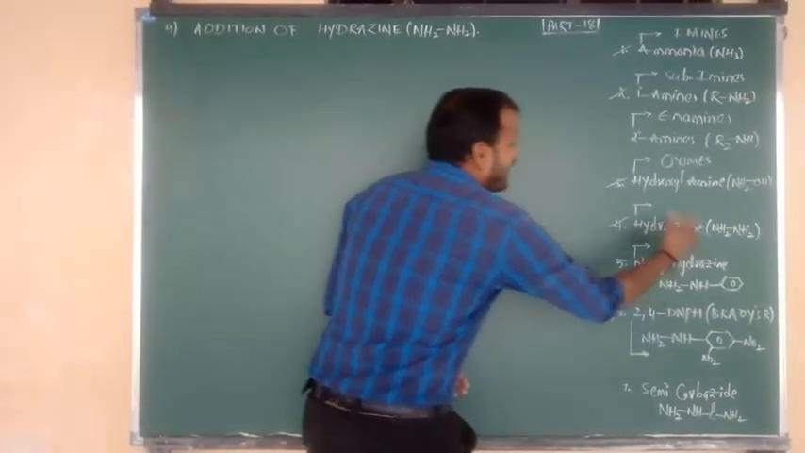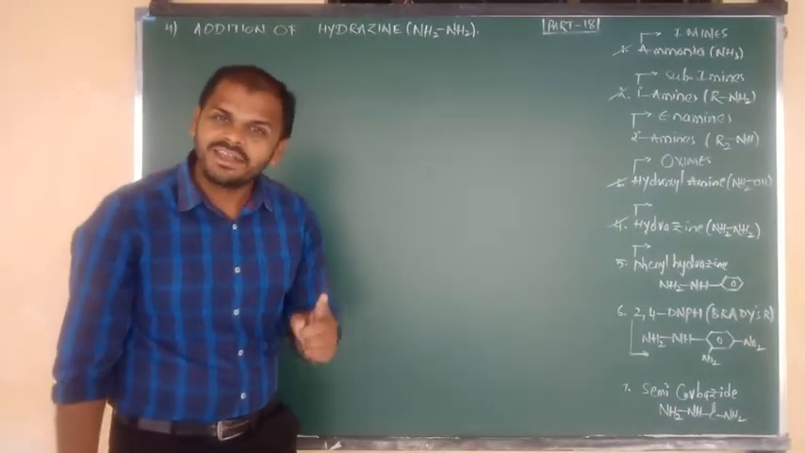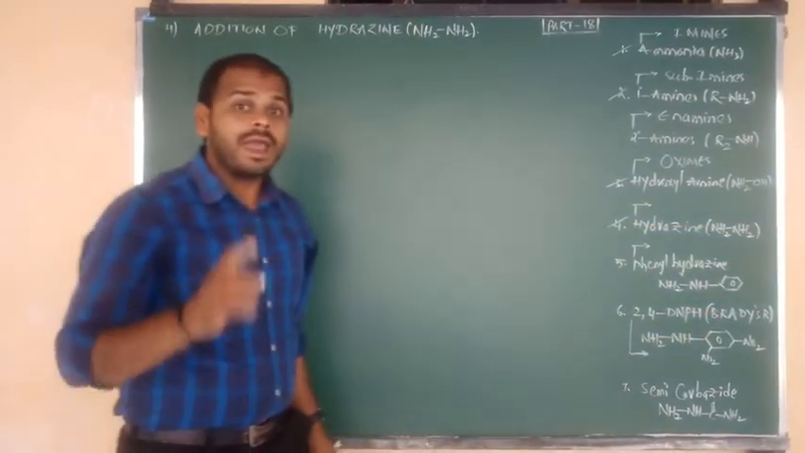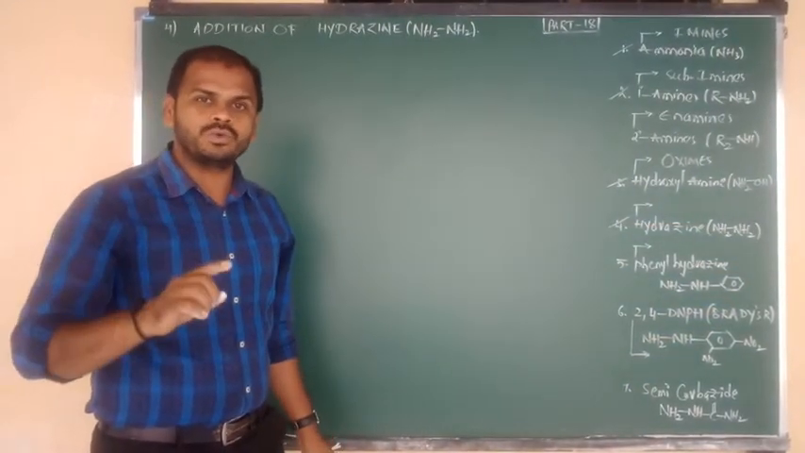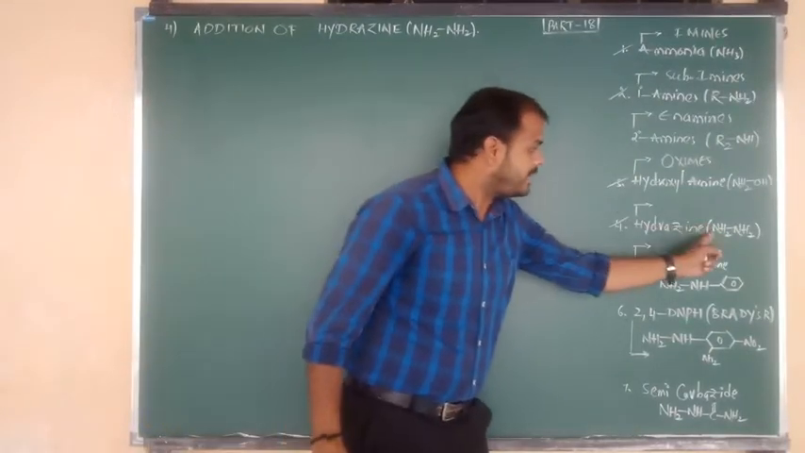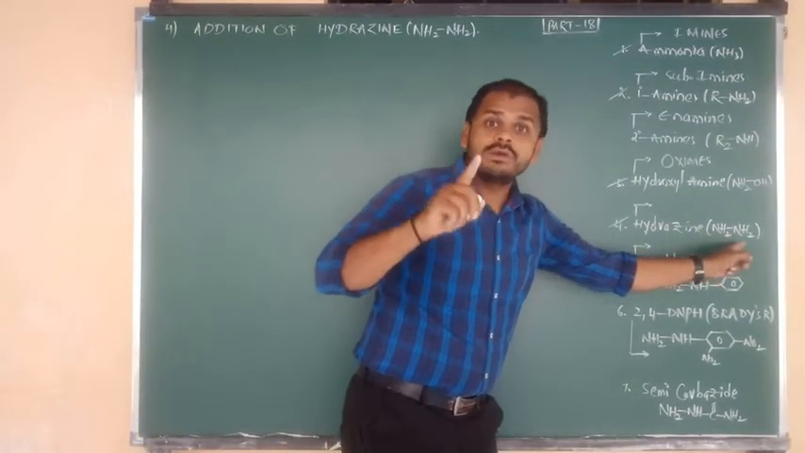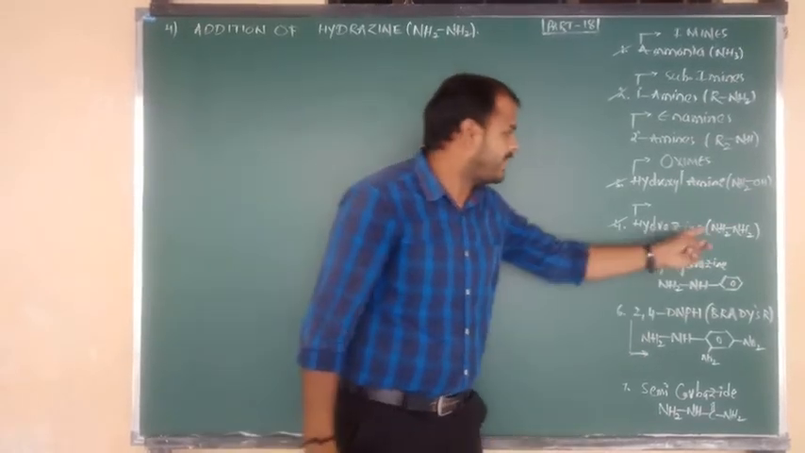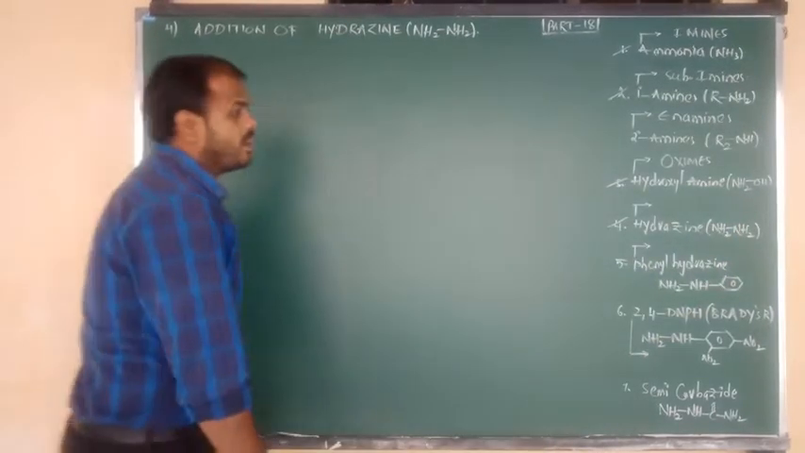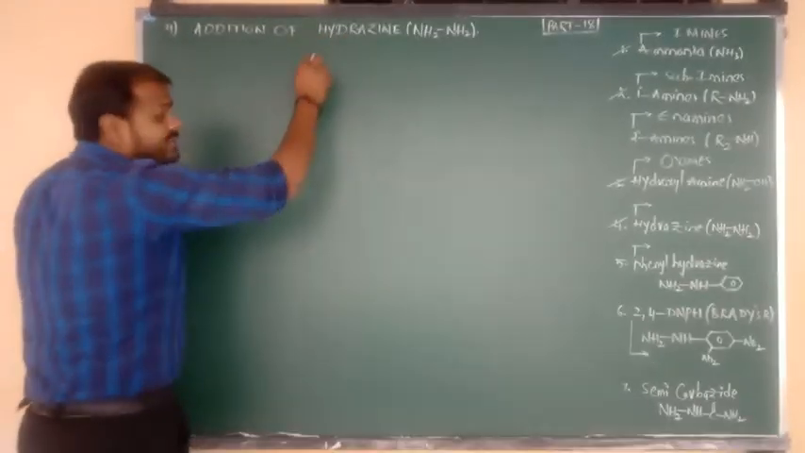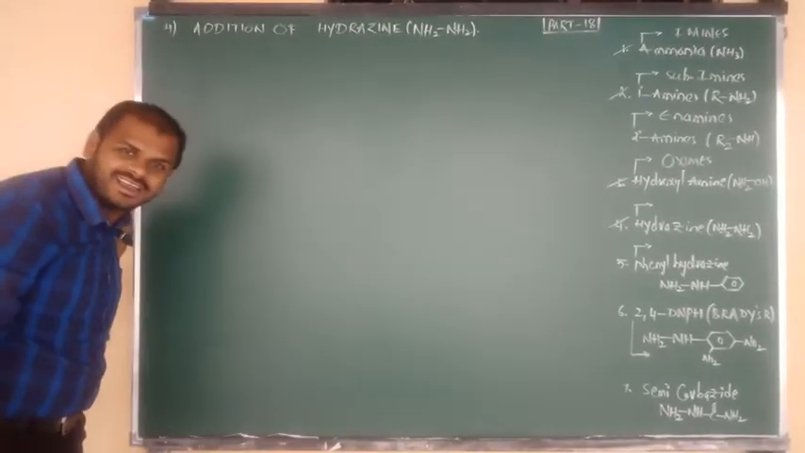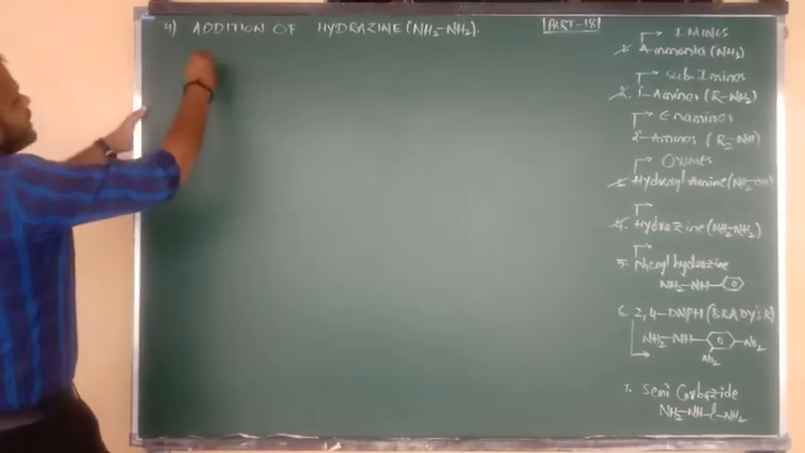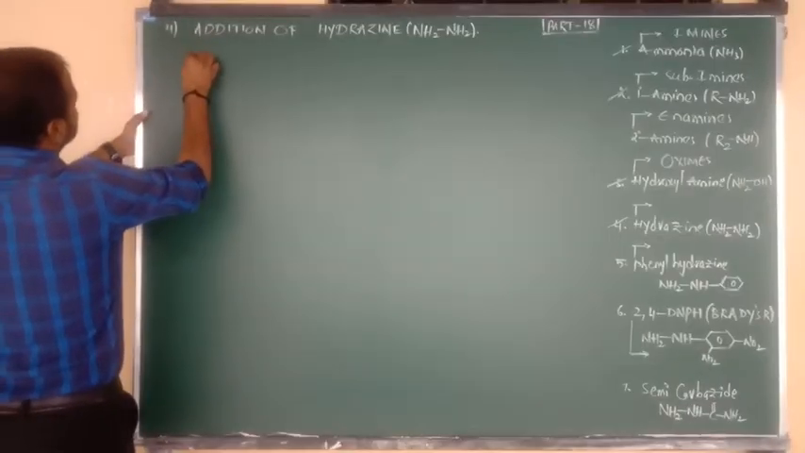Addition of hydrazine. What is the formula of hydrazine beta? NH2 bond NH2, and also we can say N2H4. We can write N2H4, otherwise we can write NH2 bond NH2. So what happens when hydrazine is added to aldehydes and ketones? I am going to show you the products now.